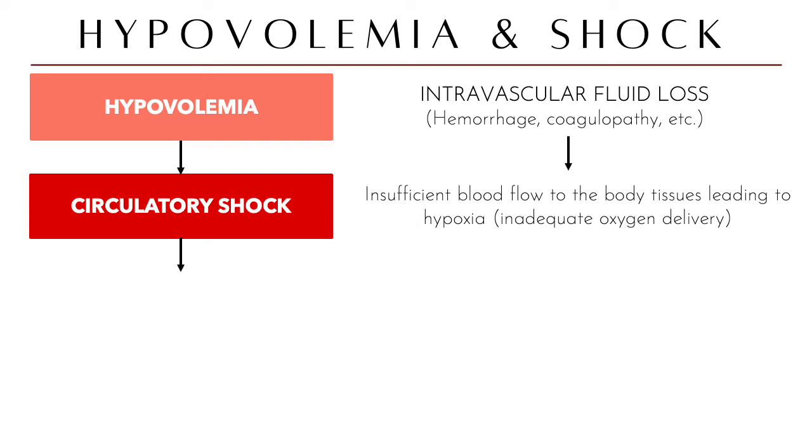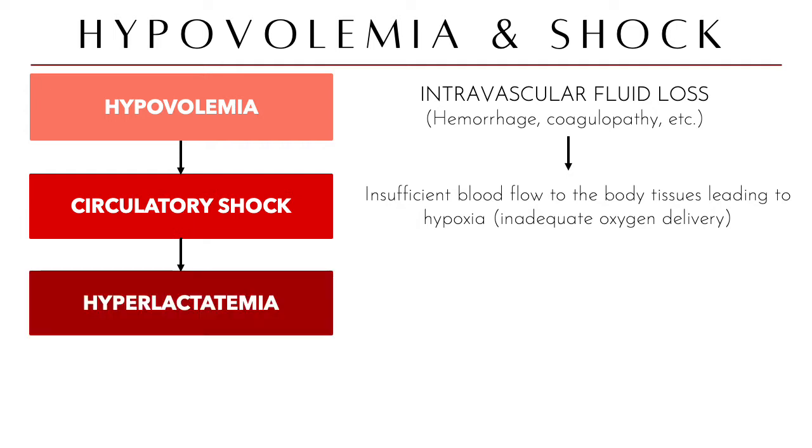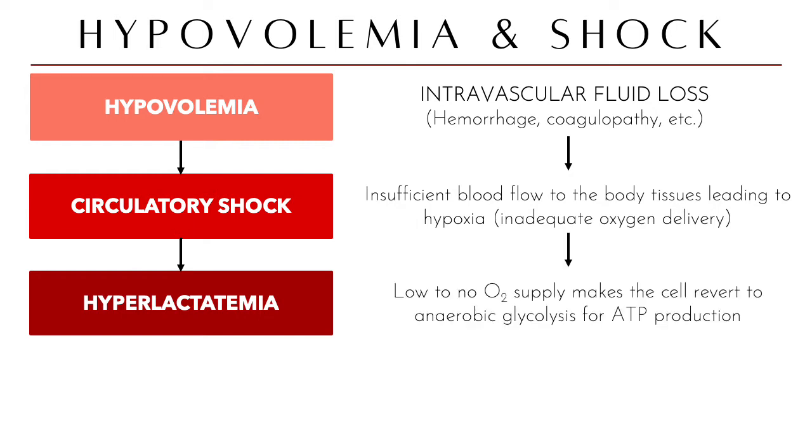But what happens with that? With the lack of oxygen, which is needed for the normal cellular metabolic activities, your body goes into a state of hyperlactatemia. Why? Because instead of O2, the cells revert to anaerobic glycolysis for ATP production. And that causes the production of pyruvic acid, which will be, in most cases, shifted or converted into lactate.